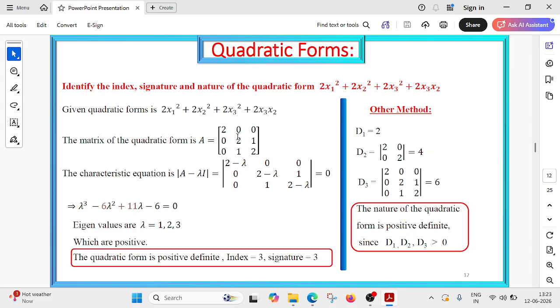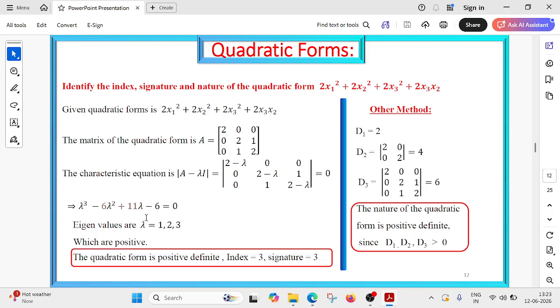From the given data, you write the matrix A, and then you write the characteristic equation. Why do you write the characteristic equation? Because you need to find the eigenvalues. That's the main thing, no? So, what is the characteristic equation? You know very well, determinant of A minus lambda I equals 0. From that, you are going to get the lambda values 1, 2, 3.